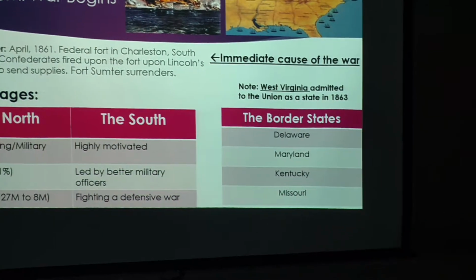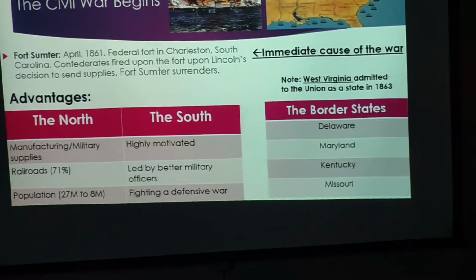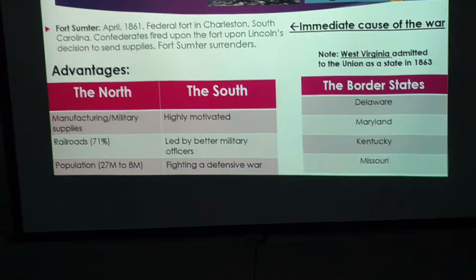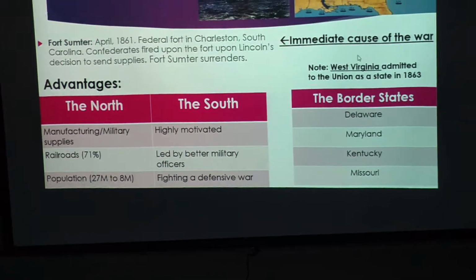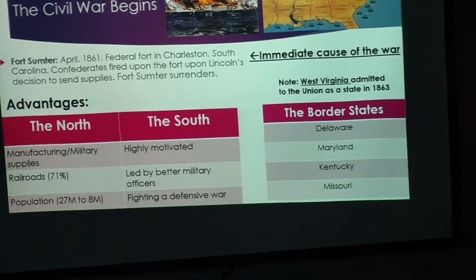The border states, you can see there on the right. West Virginia is going to come in this time as well. The border states are states that are going to stay in the Union, but they are going to be slavery states. Those are going to be important because you don't want those to leave. If they do leave, it's going to swell the South's cause, give them more troops, more supplies, more power.